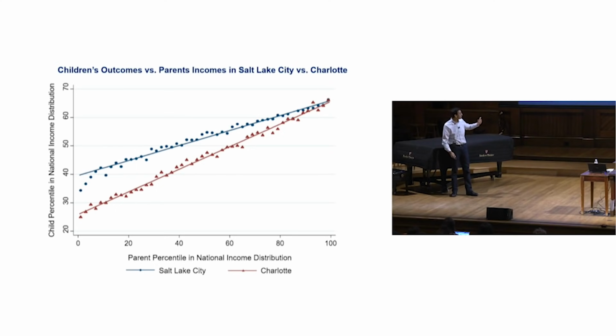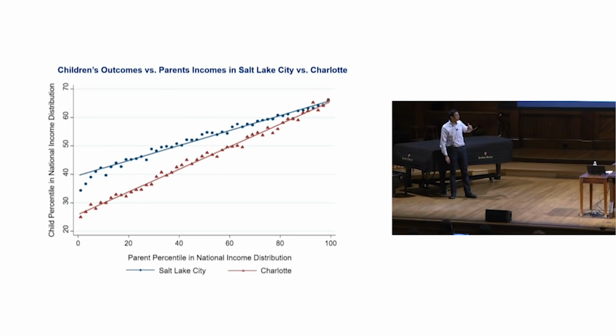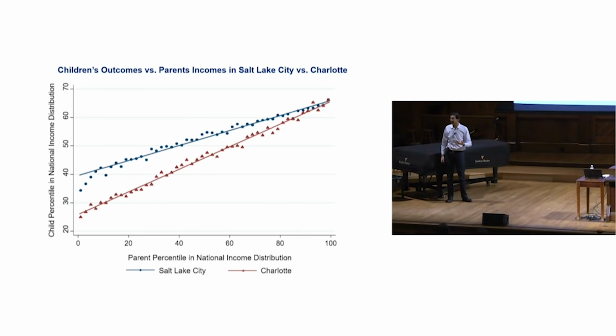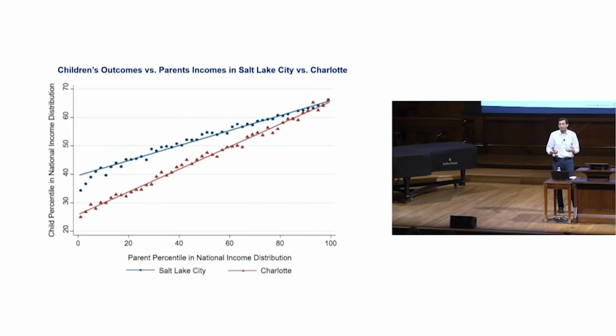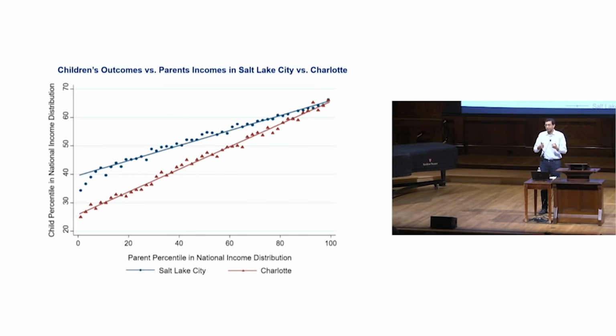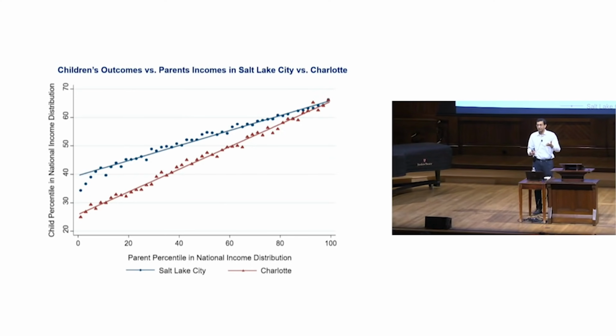In particular, you might argue that there are other things about Salt Lake City that are different from Charlotte that benefit both rich and poor kids. So this is not like a pure experimental proof showing that there's no causal effect of integration on higher income kids' outcomes. But it is, I think, a pretty strongly suggestive piece of evidence that integration doesn't necessarily mean it's like a zero-sum game where when one person gains, the other person has to lose.